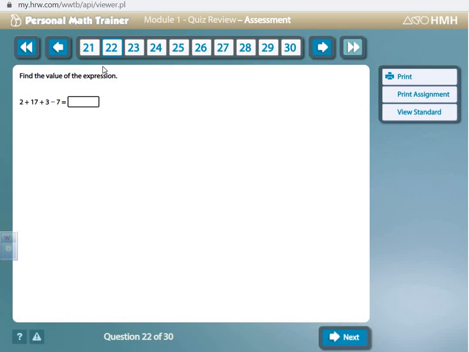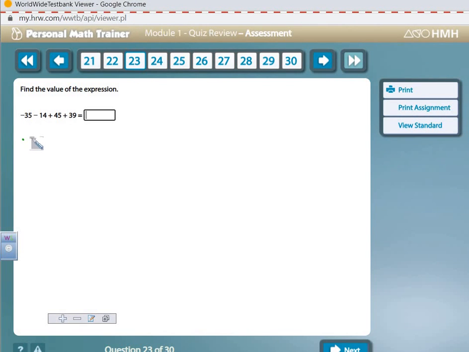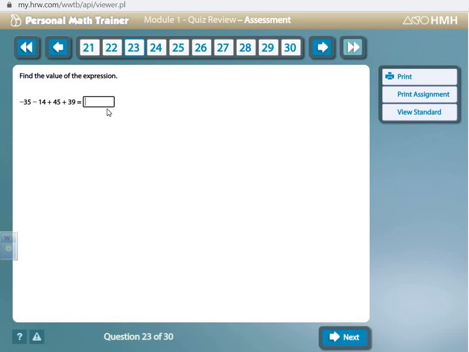All right. So if we took a look at the next problem here, again, I would change that subtraction right there to addition. I'd say -35 plus -14 plus 45 plus 39. All right? And then I'd go ahead and add these two together, and that would give me a negative answer. And then I'd probably add these two together, and that'd give me a positive answer, and then I put those together. But remember, once it's addition, you can add in any order that you want to.